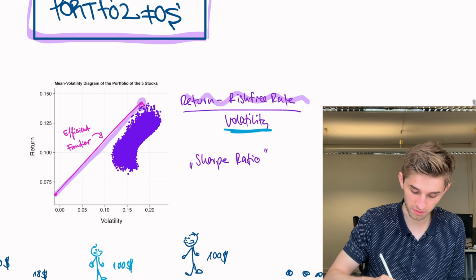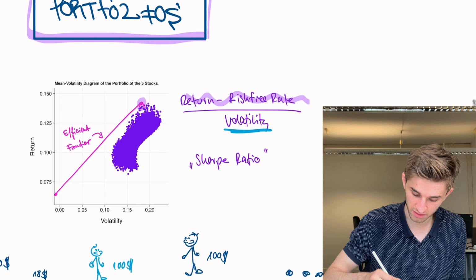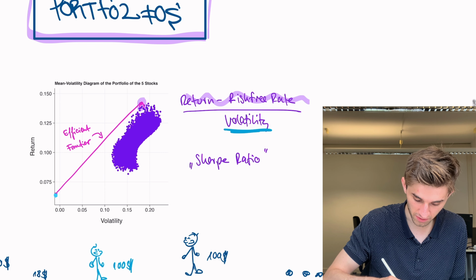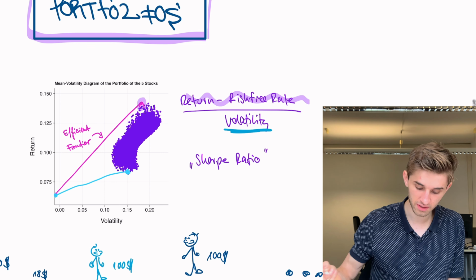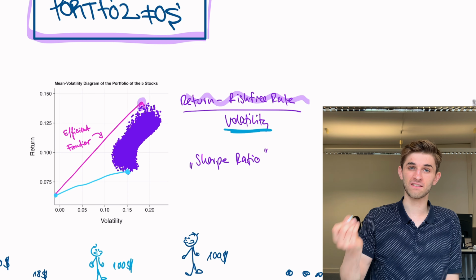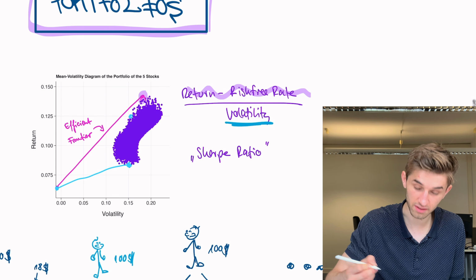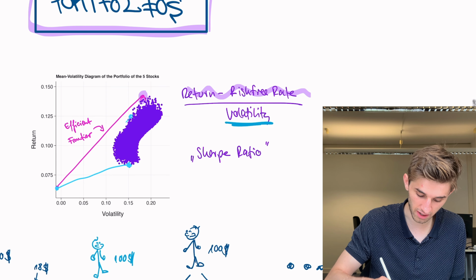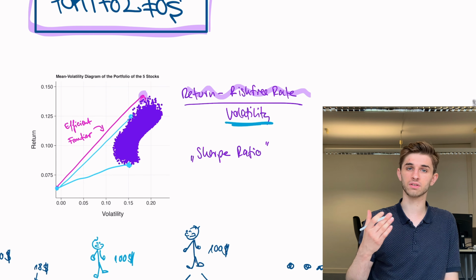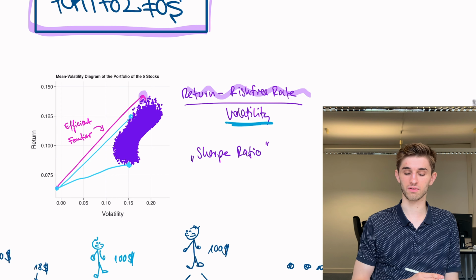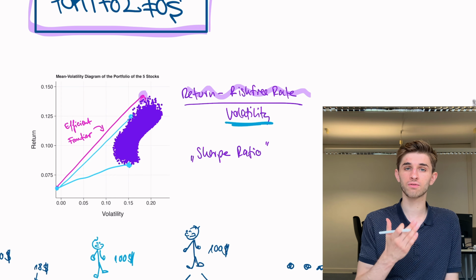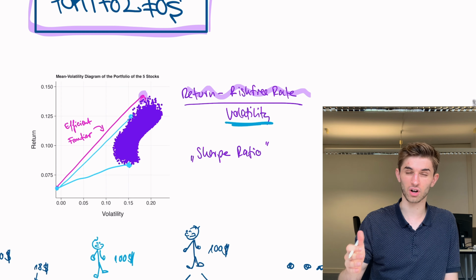Look at the other portfolios. If I, for instance, connect the risk-free asset with this portfolio here, well, the slope is not as steep, so it has a lower Sharpe ratio. Same for this asset. If I connect the risk-free rate with that asset, I also don't have a slope as steep as for the tangency portfolio. So this tangency portfolio inherently has the highest Sharpe ratio.